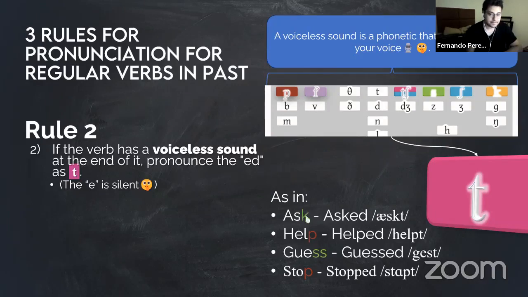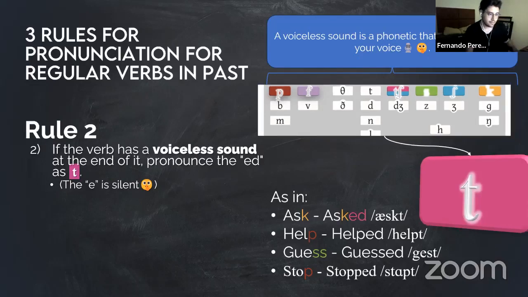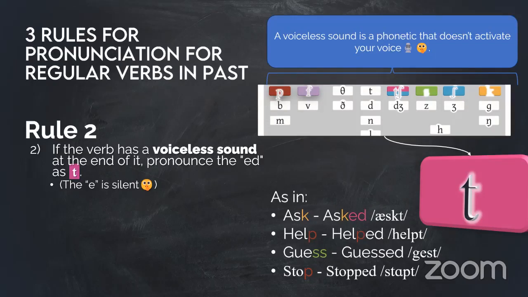So here you have a clear example. Ask ends in K. Therefore, the pronunciation should be asked. The pronunciation is asked. Help ends in a voiceless sound. Therefore, the ED sounds like a T. Everybody pronunciation. Help. Helped. Exactly.